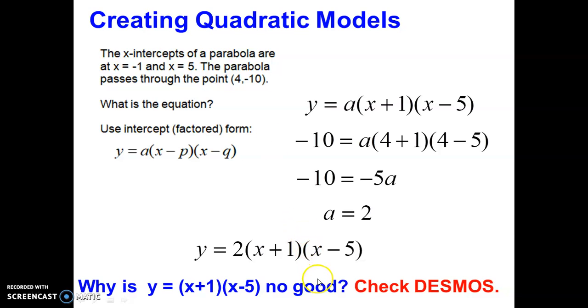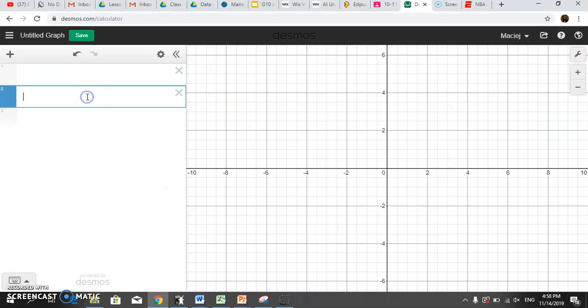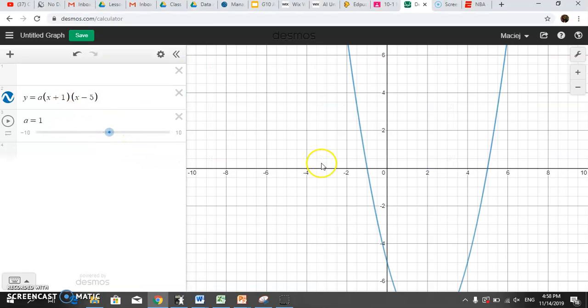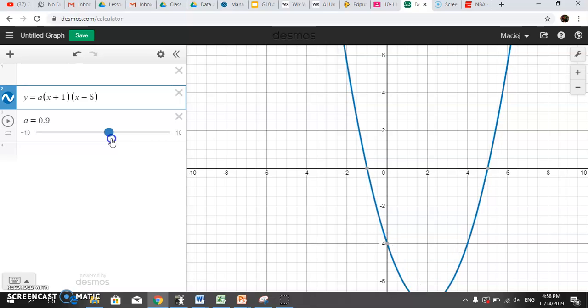Let's take a look at that on Desmos, because I'm wondering, why wouldn't this be an okay model? Because this model has x-intercepts of -1 and 5, so let's check. So let's go to Desmos, y equals a(x plus 1)(x minus 5). Is that right? Yeah. So notice here are two x-intercepts, -1 and 5. So that's what we were just talking about. But right now the a value is 1. So watch as I change the a. What happens to this? This parabola will remain locked in these two x-intercepts, but the width will change. See, the parabola is changing, but the two x-intercepts remain locked.